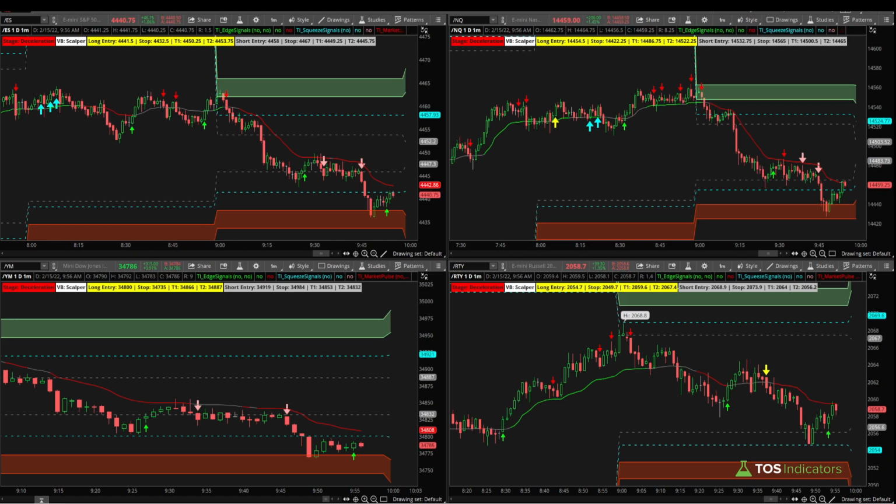And then the Russell has already hit the first target, so the Russell we can ignore. So at this point, the S&P and the Dow are the two places where we actually have a trade that's active and live and our rules have been met.